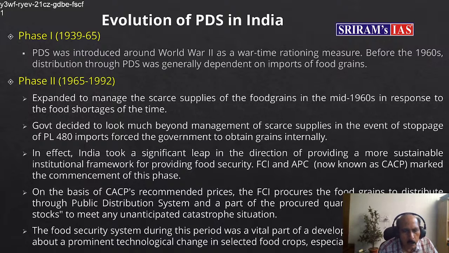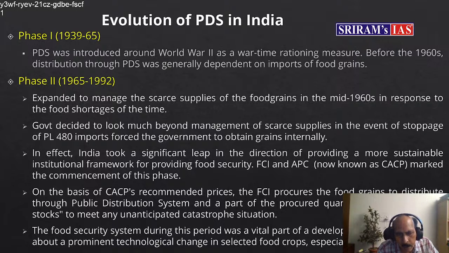This Commission recommends the minimum support price for various food grains in the country. Based on their recommendation, the government, that is the Cabinet Committee on Economic Affairs, accepts or rejects the CACP's recommendations. The accepted recommendations are announced by the government and become government policy. Once the CACP's recommendations are accepted, the MSP is announced. Once the MSP is announced, procurement agencies like FCI and the state procurement agencies procure from the farmers at the announced MSP.